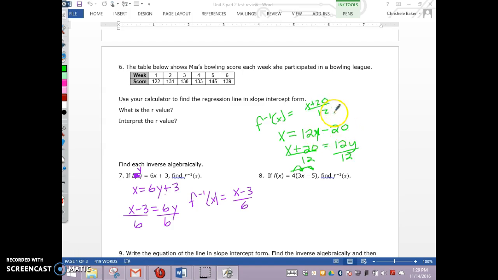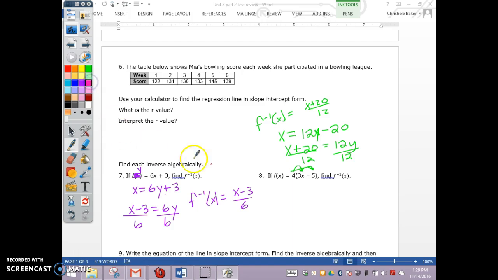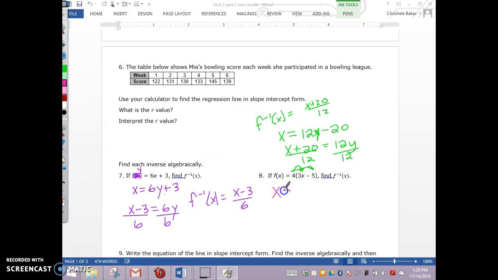I don't like to do it like that because I can't see opposites. Plus 20, was there a minus 20? I mean, technically, but I like to do it without distributing. They are actually the same exact answer. x equals 4 times (3y minus 5). I just like to see the opposites.